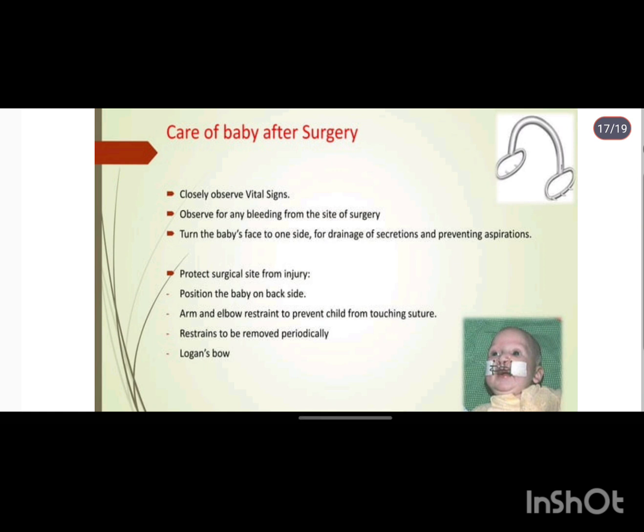Care of baby after surgery. Immediately after surgery, we need to observe the vital signs. Always observe the site of surgery for bleeding, and turn the baby's face to one side, which will facilitate the drainage of secretions and prevent aspiration. Also protect the surgical site from injury and position the baby on the back. Arm and elbow restraints should be provided to prevent the child from touching the suture, and restraints should be removed periodically, and we can always use Logan's bow to protect the suture area.